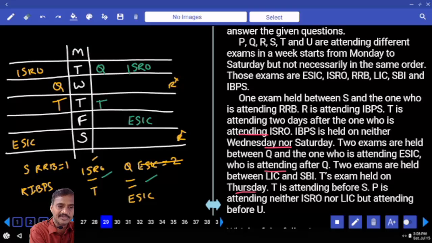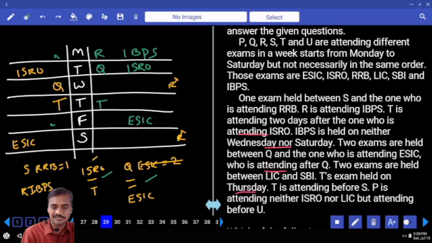R and IBPS, they said R and IBPS. Now R and IBPS, now in this case R must be here. Right, R is IBPS. Are you following here? Now in this case R can be here, R can be here, there are two different possibilities.